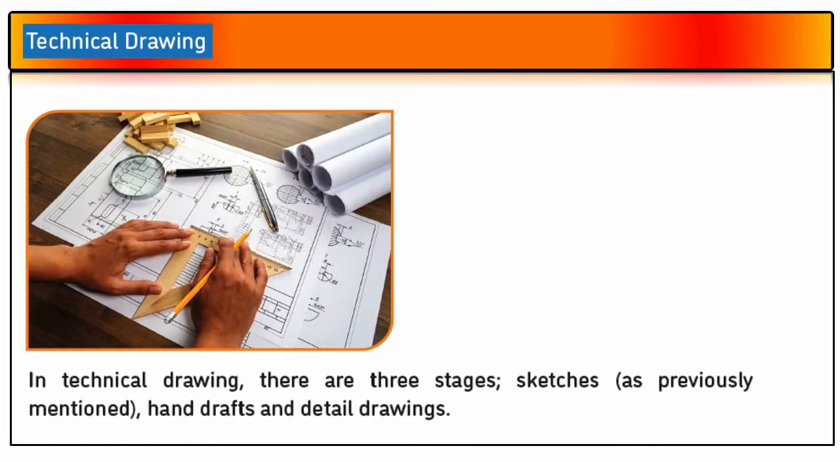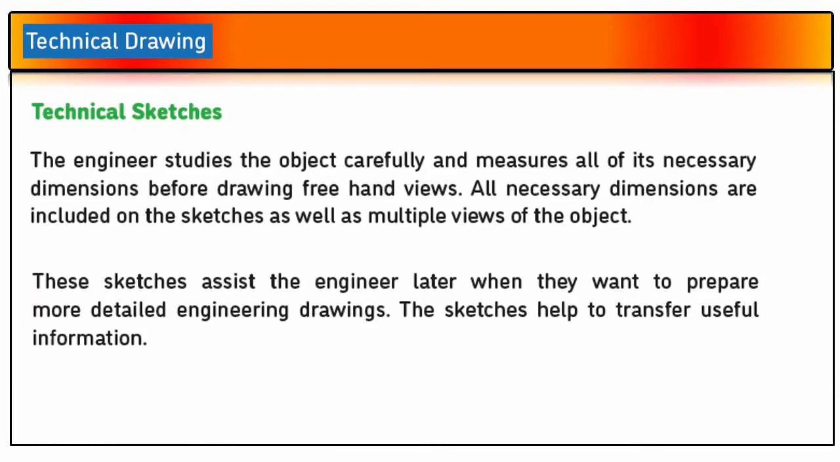We're now going to focus on 3 main stages in the technical drawing. Let's start off with the first one, technical sketches. As an engineer, technical sketches are just simple sketches that are done freehand. All necessary dimensions are included on the sketches as well as multiple views of the object, whether you are seeing the object as a front view, back view, or side view. These sketches assist the engineer to later on prepare a detailed drawing. The sketches help to transfer useful information.